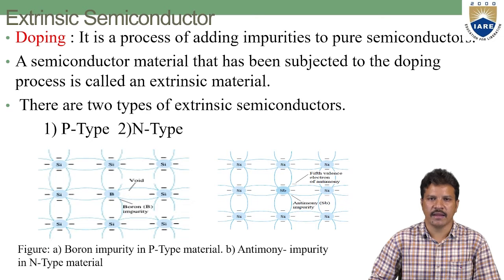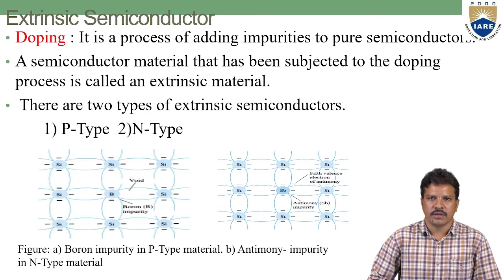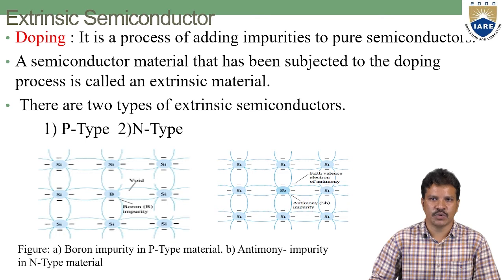So we need to add impurities that may be either trivalent atoms or pentavalent atoms. A semiconductor material that has been subjected to the doping process is called an extrinsic material. There are 2 types of extrinsic semiconductors, called p-type and n-type semiconductors. Now we will see how to form p-type and n-type semiconductors.